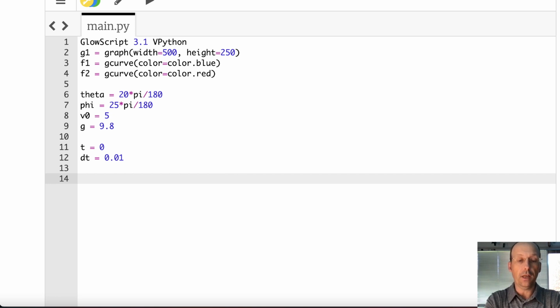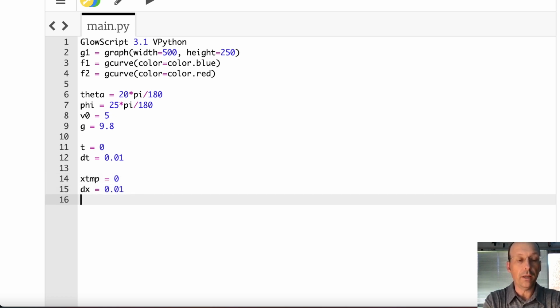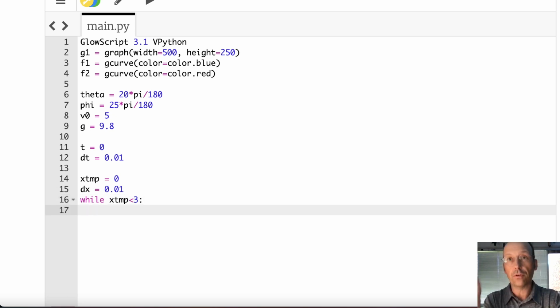So now what I want to do is, I'm trying to think. I want to draw the line. I'm not sure how far to make it go. So let's just say x temp equals 0, dx equals 0.01, while x temp is less than 3. I'm just drawing the line. I'm going to calculate the y value for these x things and then plot them.